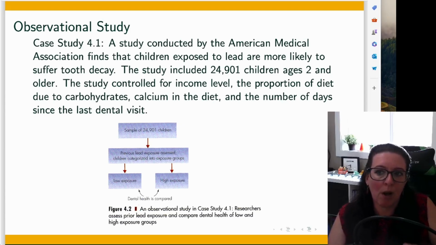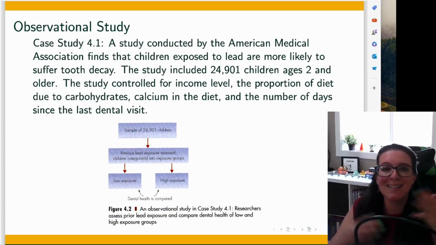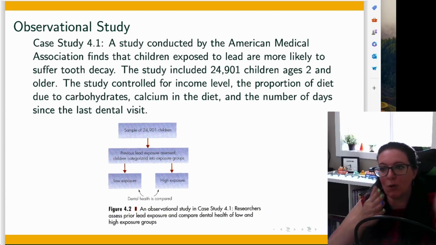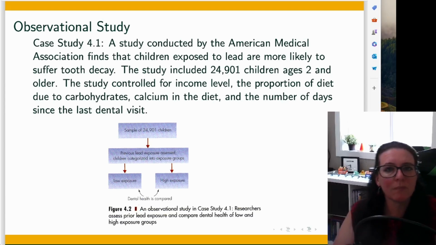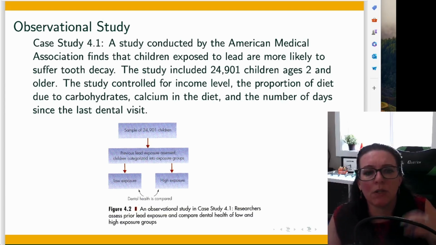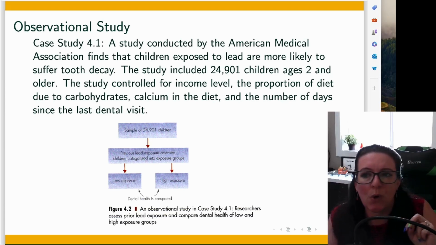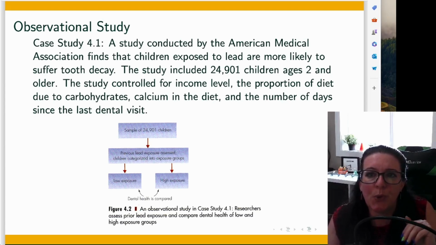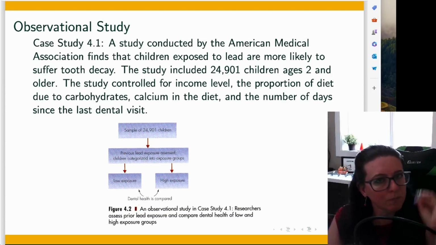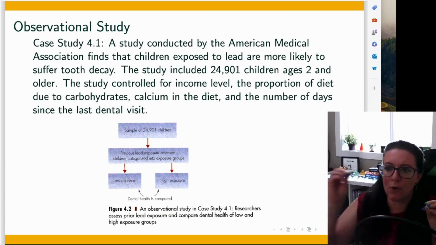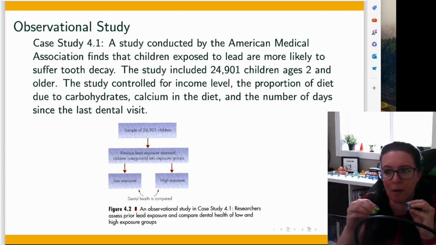So if we're doing an observational study in this type of case, what we want to do is, as much as possible, control for the income level, control for the portion of diet due to carbohydrates. So we would ask them a bunch of questions when we were deciding who gets to go into what category, and then try to build our two samples so that there are individuals who have low levels of lead but have lower income, and those with low levels of lead who have higher income.